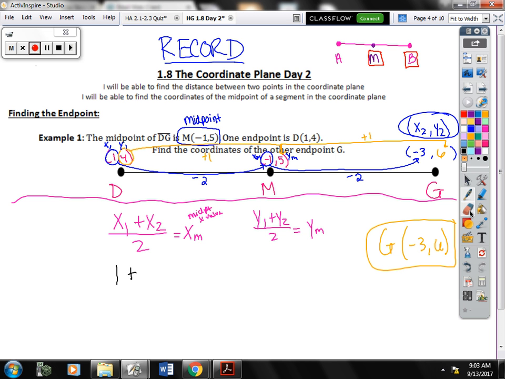x2. Remember, at this point we didn't know what this was, so I'm going to go ahead and erase it. We were asked to find this. So I would leave it as x2 all over 2 equals x sub m, which is negative 1. Then you would have to solve for x2.